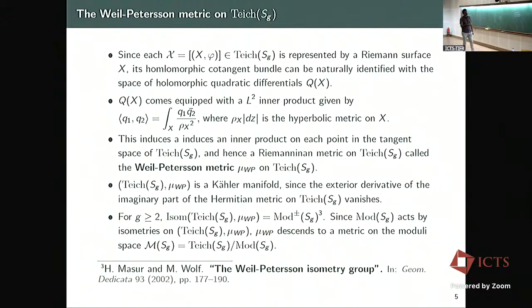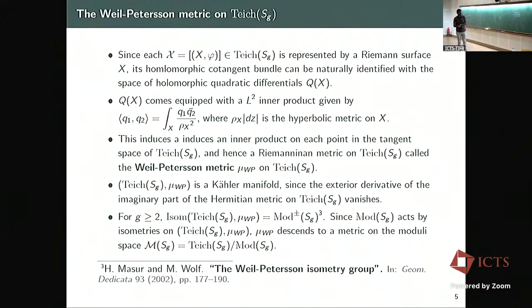But the technical definition is what I have here. If you take the exterior derivative d of the imaginary part of the Hermitian metric on the Teichmüller space, it vanishes. Okay? And what do we know about this Weil-Petersson metric? The thing that will be very relevant to me, at least, there are several properties.